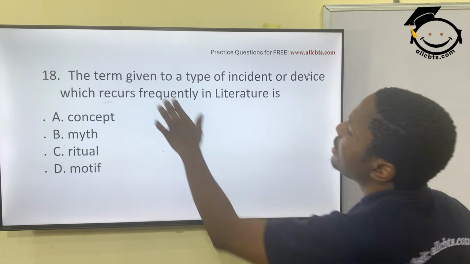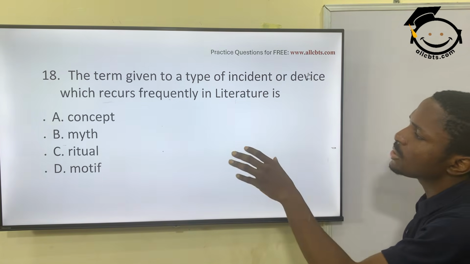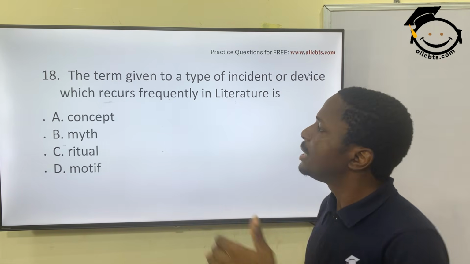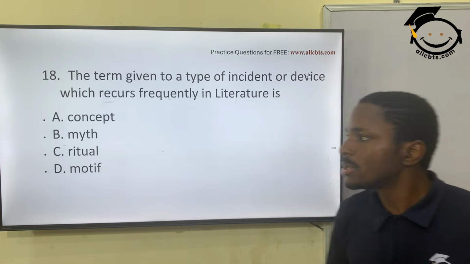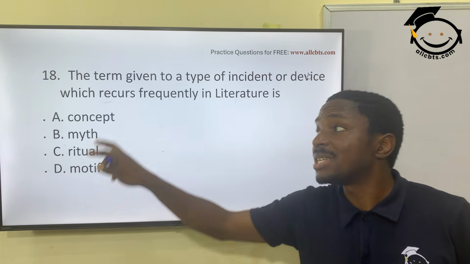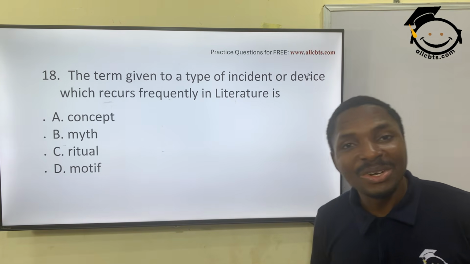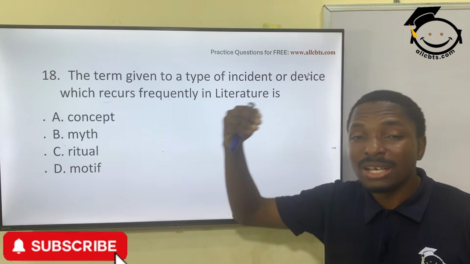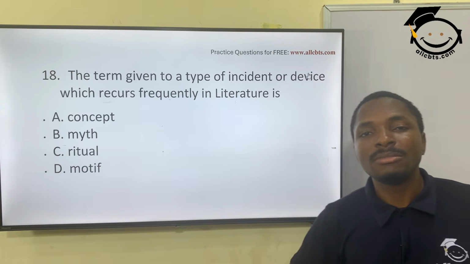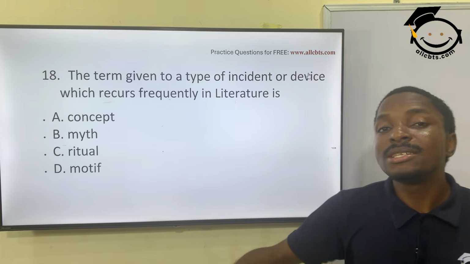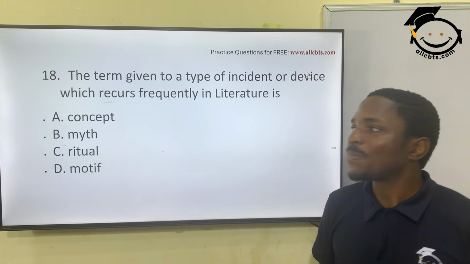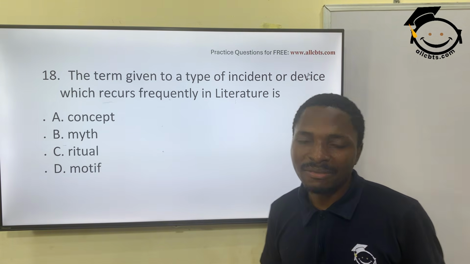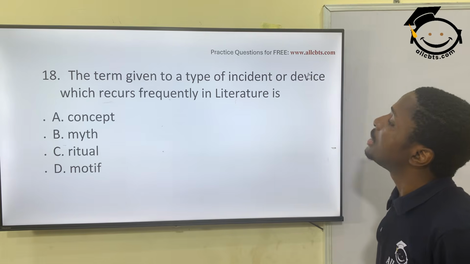The term given to a type of incident or device which recurs frequently, something that happens frequently in literature, is what? Some persons will say concepts. No, the correct option is motif. Motif is a repeating theme, a repeating line, a repeating situation in a piece of literature. It's the motif of that literature.